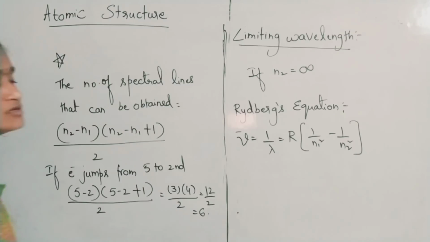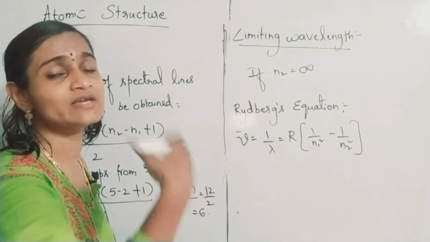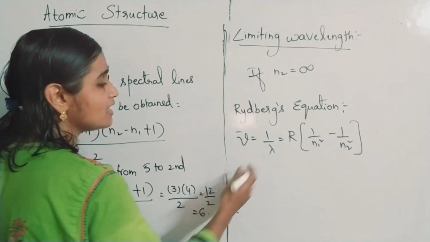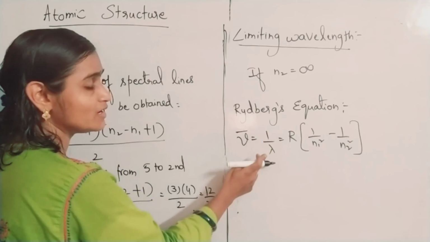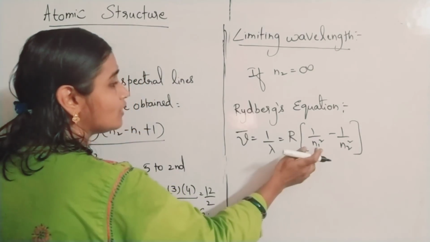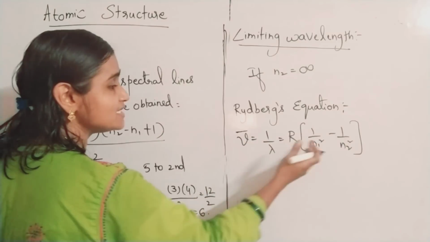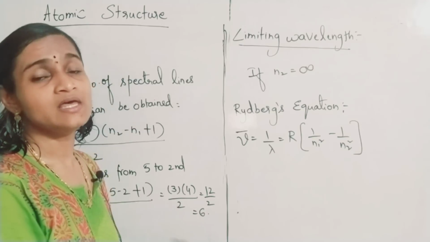Okay, this equation you call Rydberg's equation, isn't it? Here n1 is the lower energy level and n2 is any of the higher energy levels to which the electron gets excited. R is Rydberg's constant, and nu bar is the reciprocal of wavelength. That value you are finding out. In the case of the Lyman series, the n1 value and n2 value will be given accordingly.